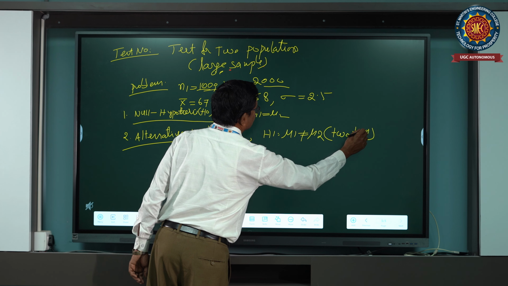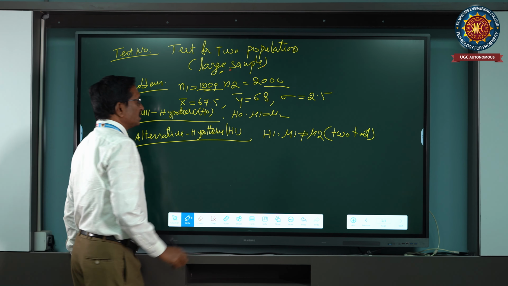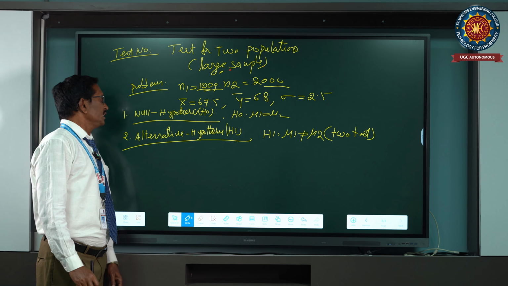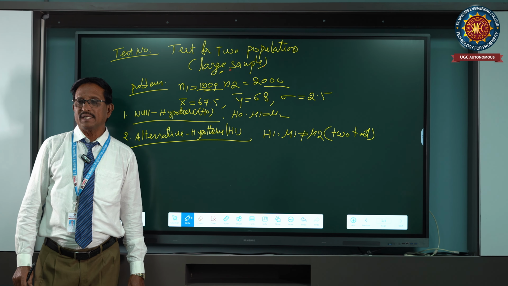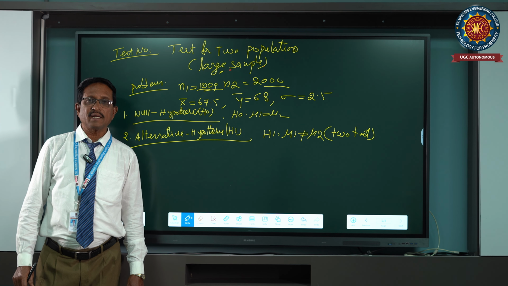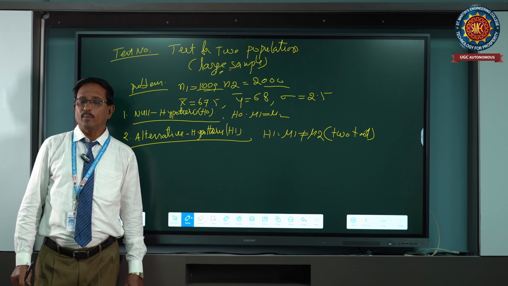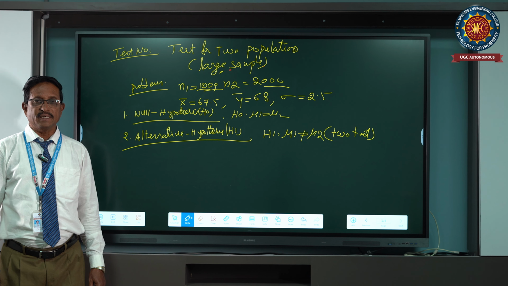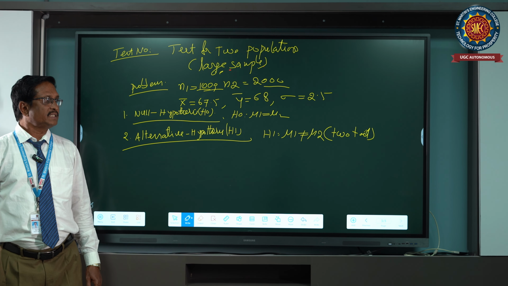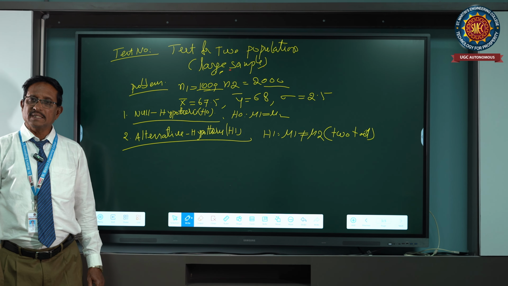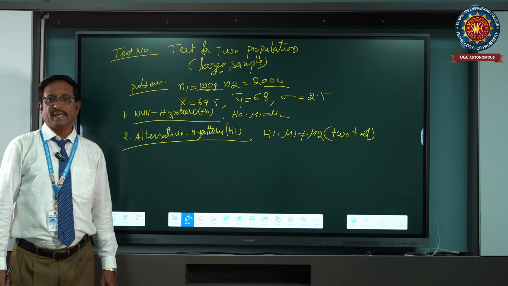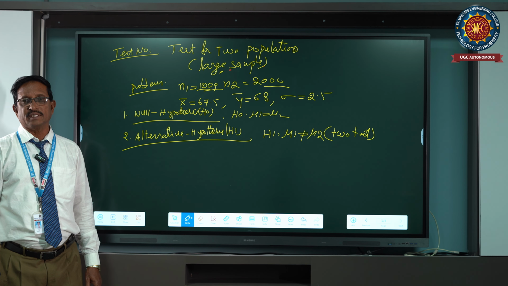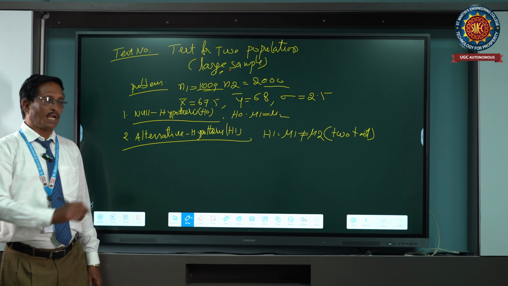It's a two-tail test, because this is complementary. In these two steps, the first step is the null hypothesis, and the second is the alternative hypothesis. Both cannot be accepted at a time, and both cannot be rejected at a time. In each and every problem, if we accept the null hypothesis, we should reject the alternative hypothesis. If we reject the null hypothesis, we accept the alternative hypothesis.